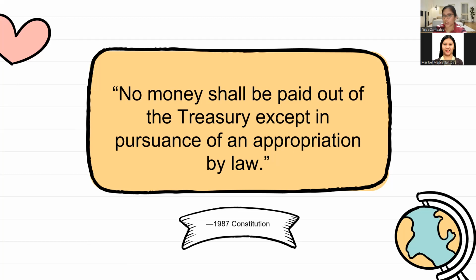Constitution states that no money shall be paid out of the treasury except in pursuance of an appropriation by law. Meaning, we cannot spend without an appropriation. We have discussed the different appropriations, the supplemental appropriations, continuing appropriations. If there are none of those, then we cannot spend. Appropriations are laws that were enacted so that we can spend government funds. Without it, we cannot use or spend any money from the government. Okay, so let's move on.